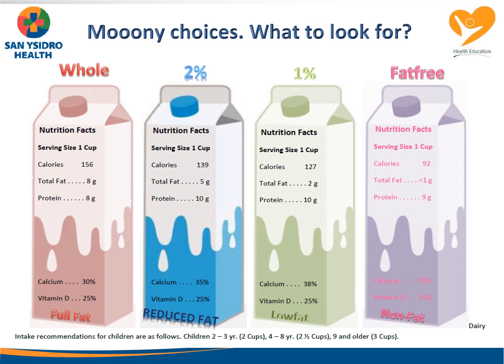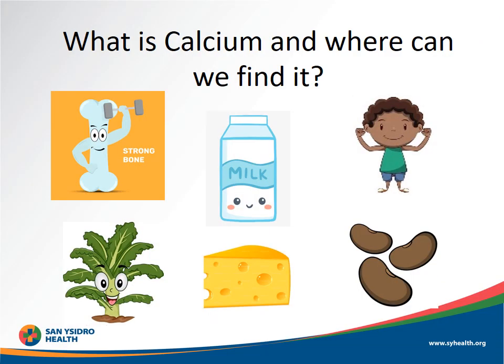Let's look a little further at the mineral calcium. Let's first talk about what calcium even is. Calcium is a mineral that helps build strong and healthy bones. It helps the body in lots of other ways too. Calcium keeps the nerves and muscles working. It also plays a role in keeping the heart healthy.